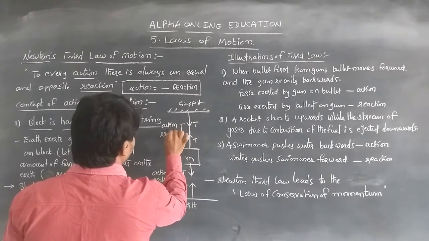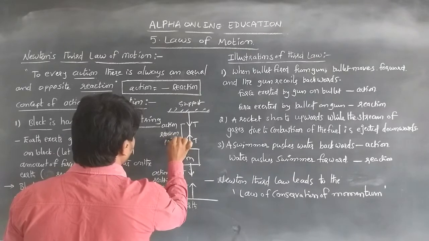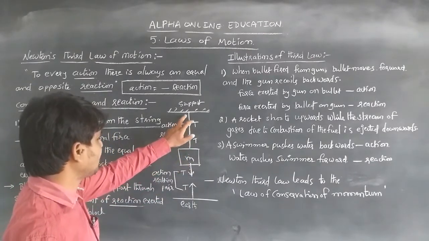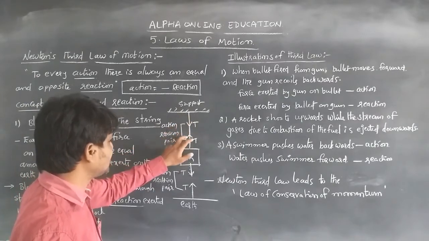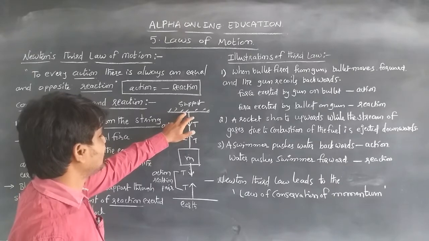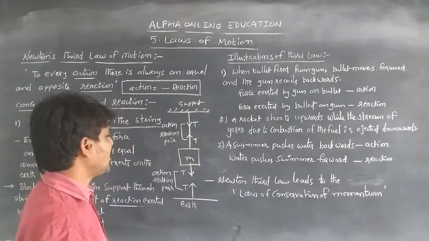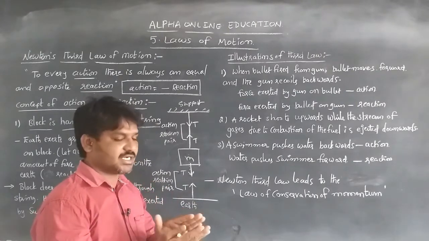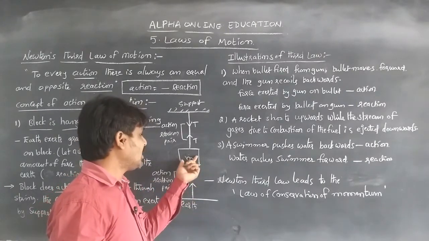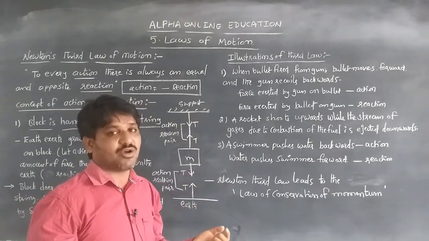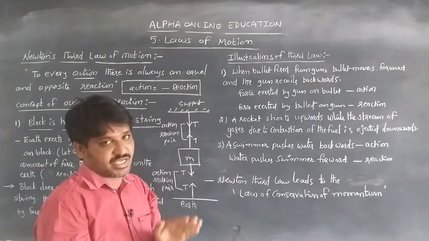Action reaction pair. Here the block exerts a force on the string, on the support through the string, and an equal amount of force is exerted by the support through the string on the block. So the block stays in the same state, at rest. If the block applies more force, then maybe the string can elongate, or the string can break.